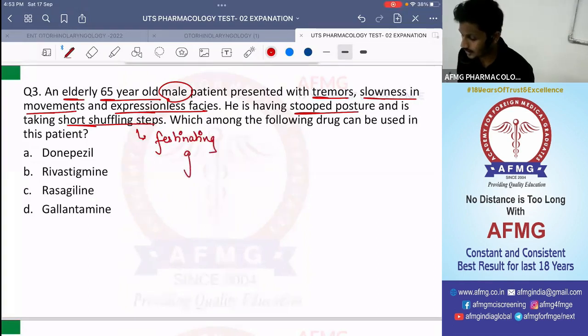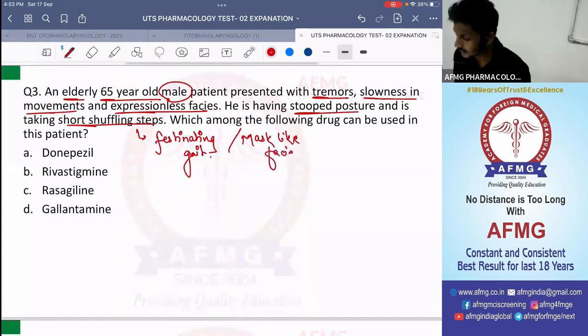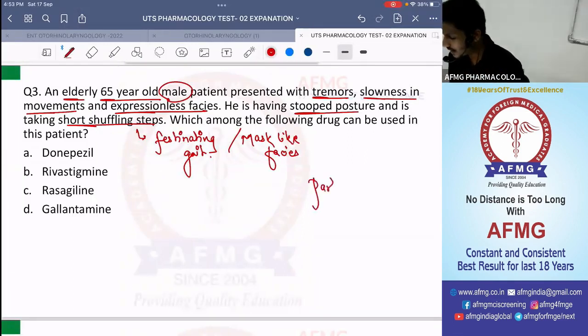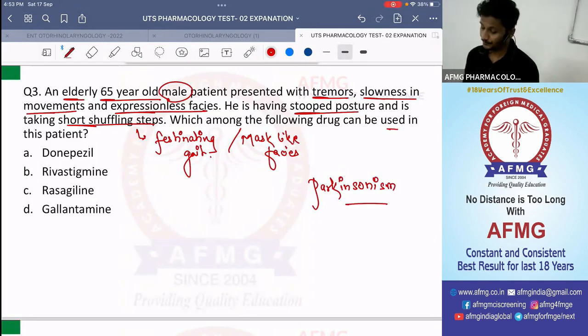This is what is known as the festinating gait. This expressionless face is also known as mask-like faces. Slowness of movements is nothing but bradykinesia. So tremors, bradykinesia, mask-like faces, festinating gait, and stoop posture. This is a characteristic picture of Parkinsonism in a patient. If the patient is suffering from Parkinsonism, which among the following drugs can be used in this patient?